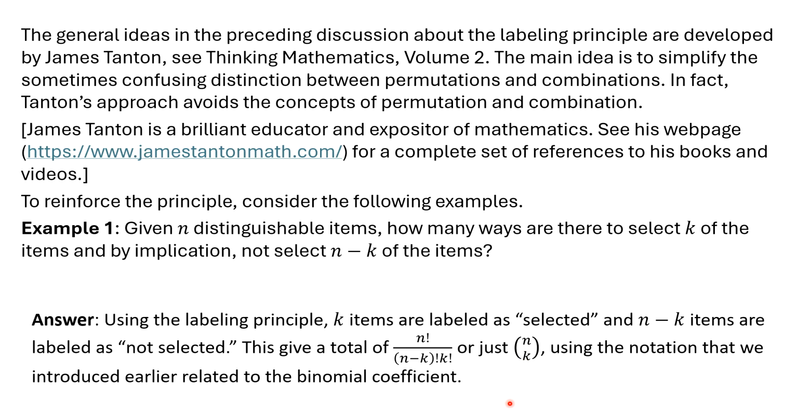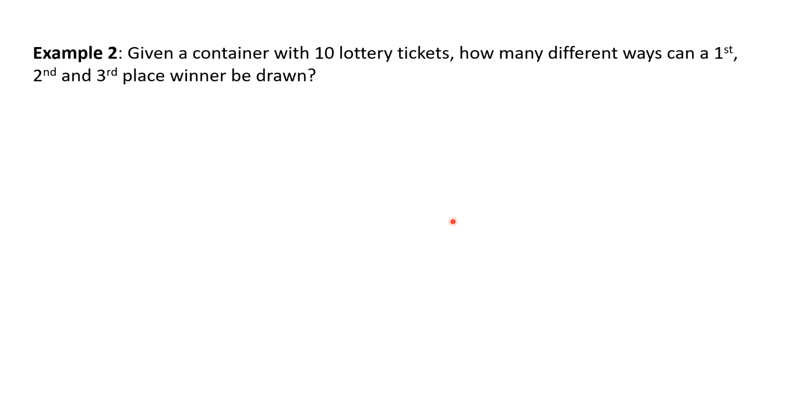Okay, so let's look at some more examples. I have a few examples on this slide. I'll request that you pause the video if you want to try these, and then I'll give you the solution on the same slide, just as a warning. So let's look at the first one here. Given a container with 10 lottery tickets, how many different ways can a first, second, and third place winner be drawn? You want to pause here, and then I'll come back and give you the solution using the labeling principle.